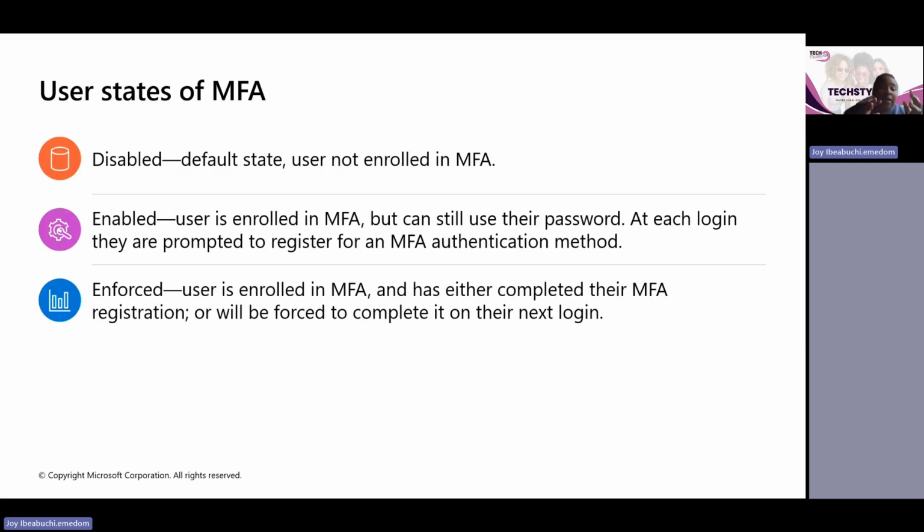Now, there are three states of MFA. You have a disabled state, meaning that this user has not enrolled. Then we have the enabled, which is the user is enrolled, but they can still use password. So it means that you have said use MFA, but you're still giving them the option to use password, right? And they can be prompted to register for MFA, but the password option is still there. However, enforced is no password. MFA all the time. MFA must be used. MFA everywhere, right? So that's enforced.